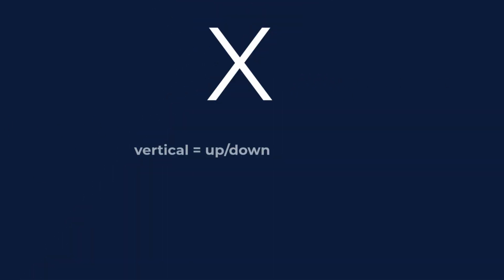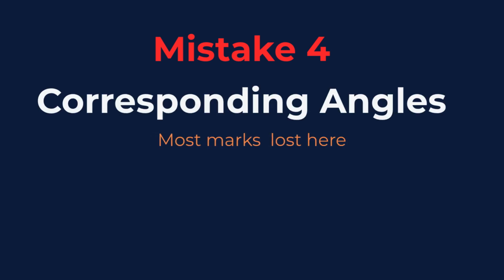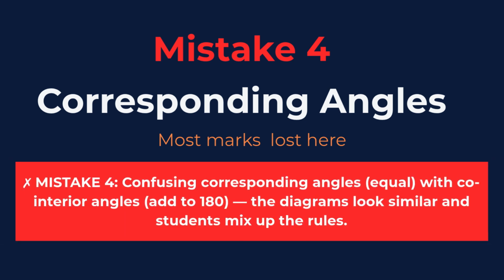So if you see 2 lines crossing and you need to find an angle, look for its partner directly opposite. They are always equal. State, vertically opposite angles are equal, in your working. Rule 4. Corresponding angles. And this is the one I told you about at the start, the one that costs the most marks. Pay close attention here.